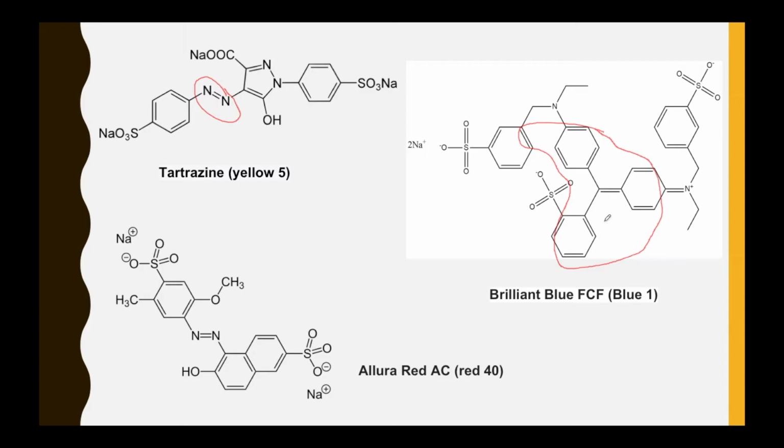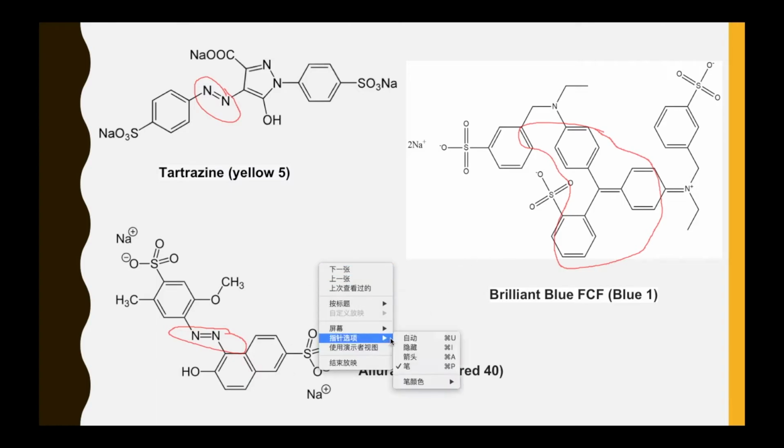Allura red AC is also an azo dye with this azo group. It is a dark red powder and usually comes as a sodium salt, which is soluble in water. As we can see in these structures, they all contain the sulfonate group, which makes these dyes edible.